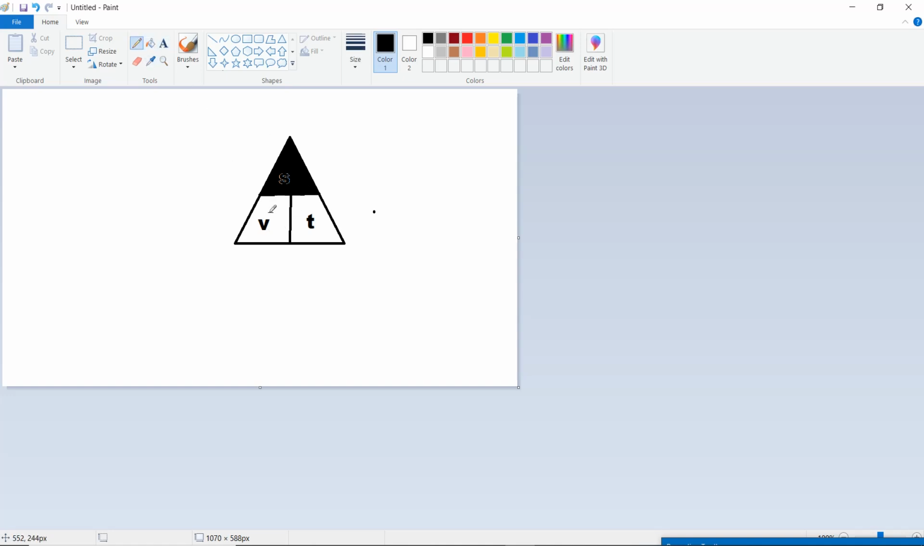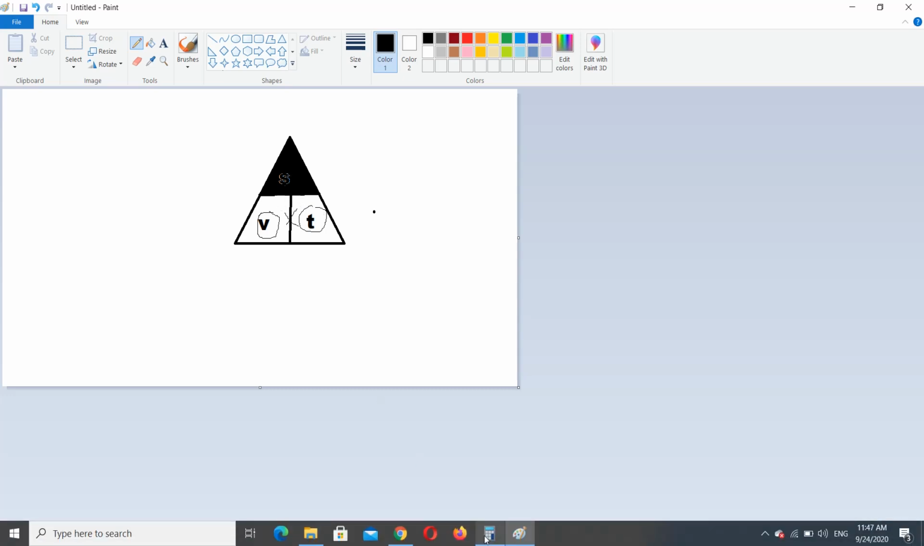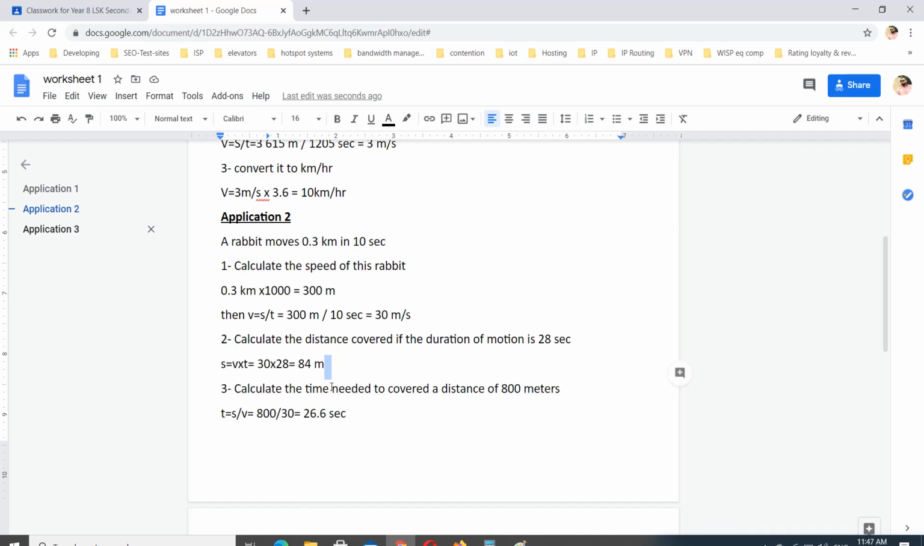So V and T. What is the common between V and T? A vertical line, which is the multiplication. So S is equal to V times T. That's it. So S is equal to V times T.